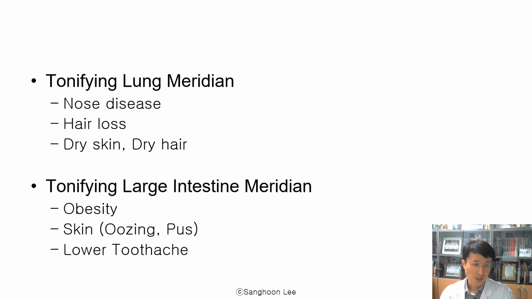And vice versa, tonifying large intestine meridian: large intestine is Yangming meridian, and it is related with dryness. So it can treat too much dampness in our body. So it can be helpful to treat obesity and skin condition like oozing and pus. And according to the pathway of large intestine meridian, the lower toothache can be improved by tonifying large intestine meridian.